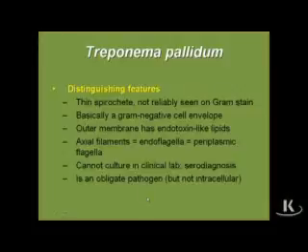All right. Distinguishing features, again, they're spiral-shaped. That's huge. You definitely have to know that. What's going to allow it to move? Remember, not flagella, but the axial filaments that give it motion. We can't culture it in the lab, so we have to revert to serodiagnosis. And the last feature that you see here on the slide is that it's an obligate pathogen, but it's not an obligate intracellular. This basically means that we can't culture it in the lab.